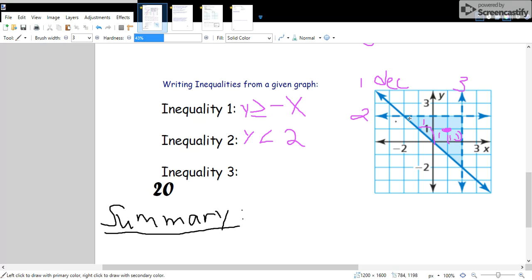Let's look at inequality 3. It is a vertical line, and vertical lines have no slope and no y's. So we just have an x. And x will be 2. It's always going to be 2. Let's do our test point. 1 is what to 2? Less than or equal, or less than or greater than? It's less than. So these are our 3 inequalities given the graph.